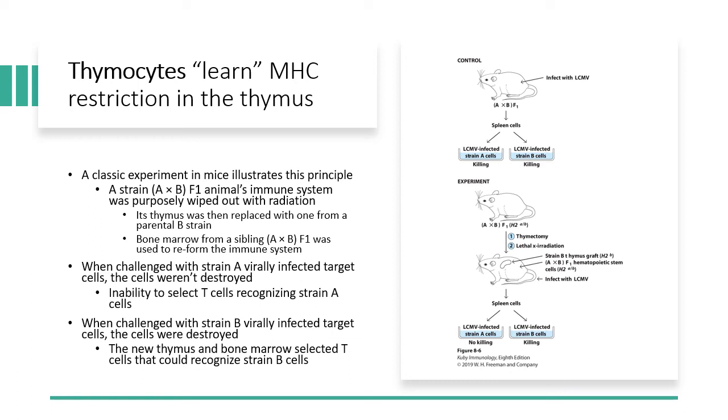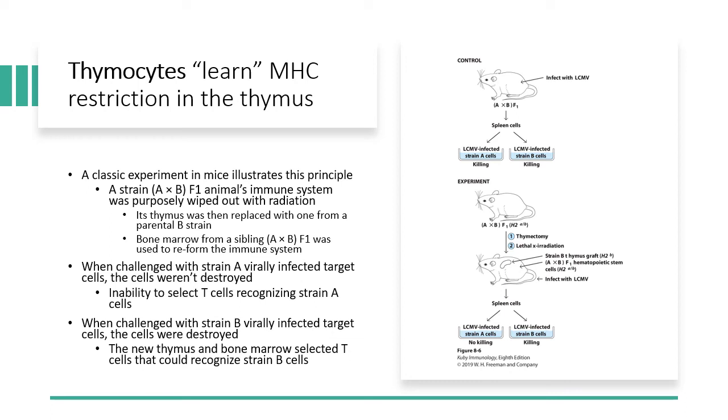So they did this experiment in mice that really illustrated this principle. They took some strains of A mice and B mice, they crossed them, they made AB mice, those are the F1 ones, and then they gave those irradiation to wipe out their immune systems. Then they got a thymus from one of the parental mouse strains, from a B mouse, and stuck that in the mouse. So now it has a thymus. The mouse itself, its tissue type was AB, but its thymus is only B. And then they got bone marrow from a sibling AB mouse to reconstitute. And then they looked to see what kinds of T cells got made.